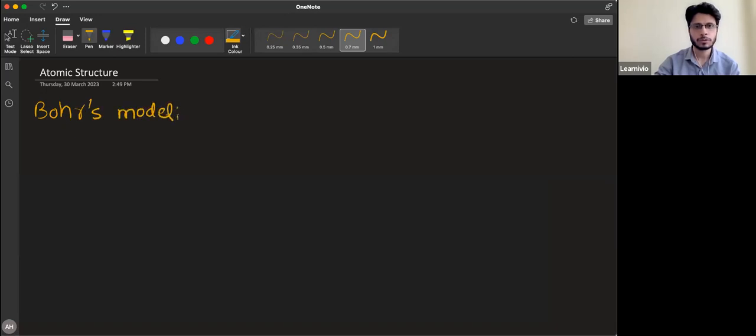Bohr's model is again a very scoring topic. Within 2.5 hours, you can prepare this topic, atomic structure, and you can be confident that if a question comes, you'll be able to attempt it. Easy and very scoring. Bohr's model has some postulates.